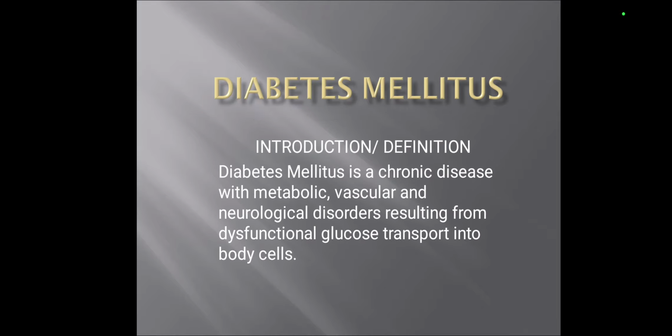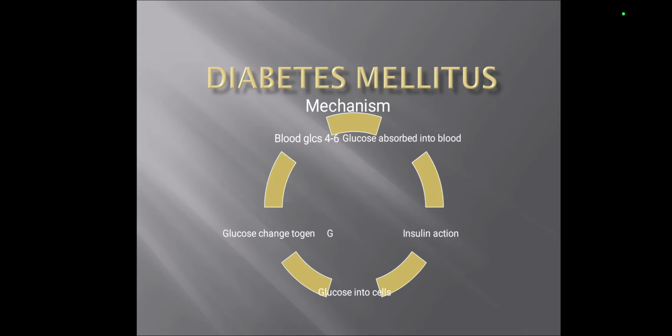Diabetes mellitus definition. Diabetes mellitus is a chronic disease with metabolic, vascular, and neurological disorders resulting from dysfunctional glucose transport into body cells. So the problem here is the transportation of the glucose from the blood into the cell. So these are the mechanisms.